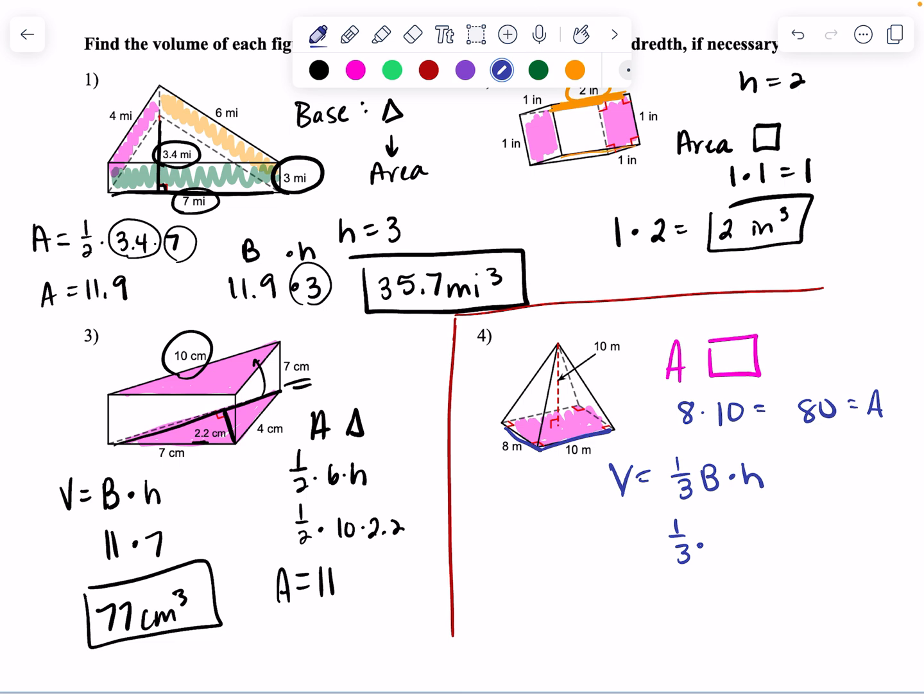So 1/3 times 80. And then the height is from the very top peak here straight down. Okay, and that is 10, it says. Okay, so I would do 1/3 of 800 essentially, which is 266.7 meters cubed. That would be the volume of that figure.